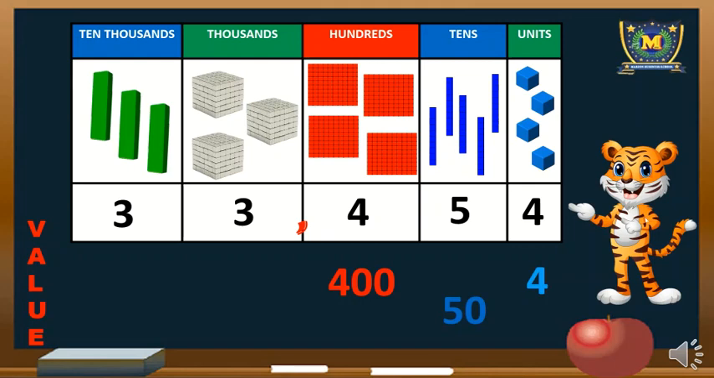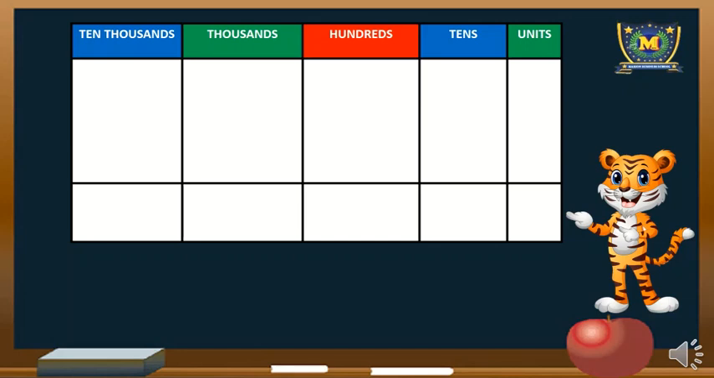And for the thousands place, we have here 3 cubes, and the value for 3 cubes is 3000, since 1 cube is equal to 1000, so we simply add 1000 3 times, so it becomes 3000. And for bars, we have here 3 bars, so the value for 3 bars is 30,000. Since 1 bar is equal to 10,000, again we simply add 10,000 3 times, and the total value in all is 33,454.